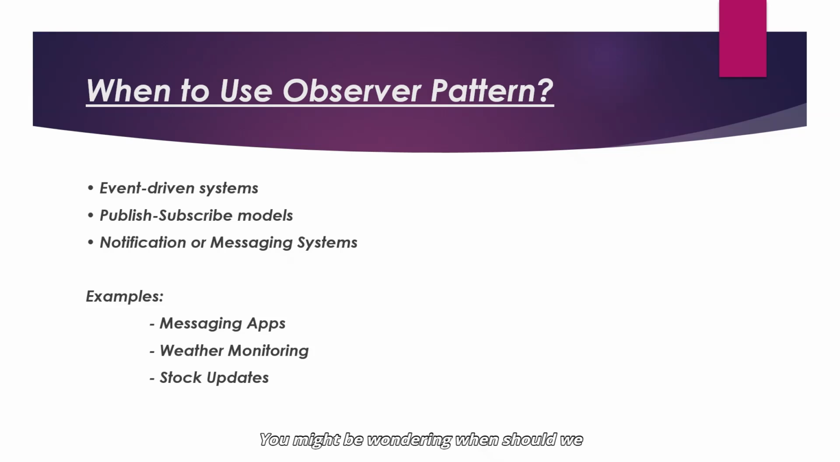You might be wondering, when should we actually use the observer pattern? The answer lies in any situation where multiple parts of a system need to stay synchronized with some central data. It's a perfect fit for event-driven architectures such as chat applications where new messages trigger UI updates, or financial apps where stock prices update across multiple dashboards. Other classic examples include notification systems, real-time gaming leaderboards, and weather monitoring applications. Whenever you have a change that should ripple across multiple dependent objects, Observer is the way to go.